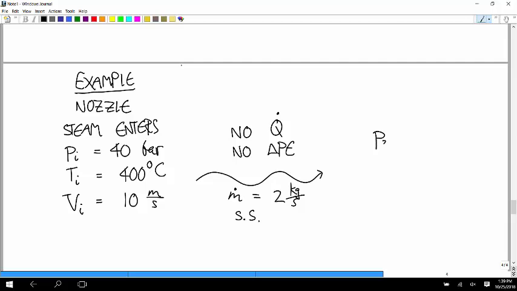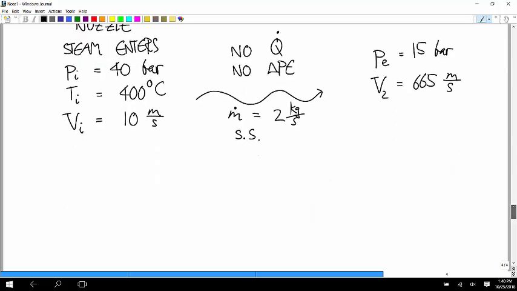And then at the exit, pressure is 15 bar, and the speed is 665 meters per second. That's super fast. And we want to calculate the exit area. Is that all? Yeah.